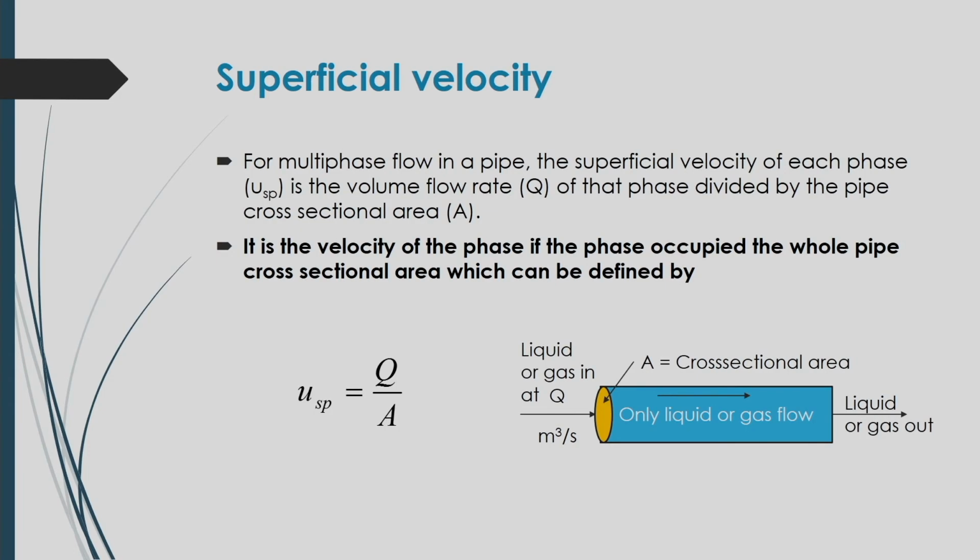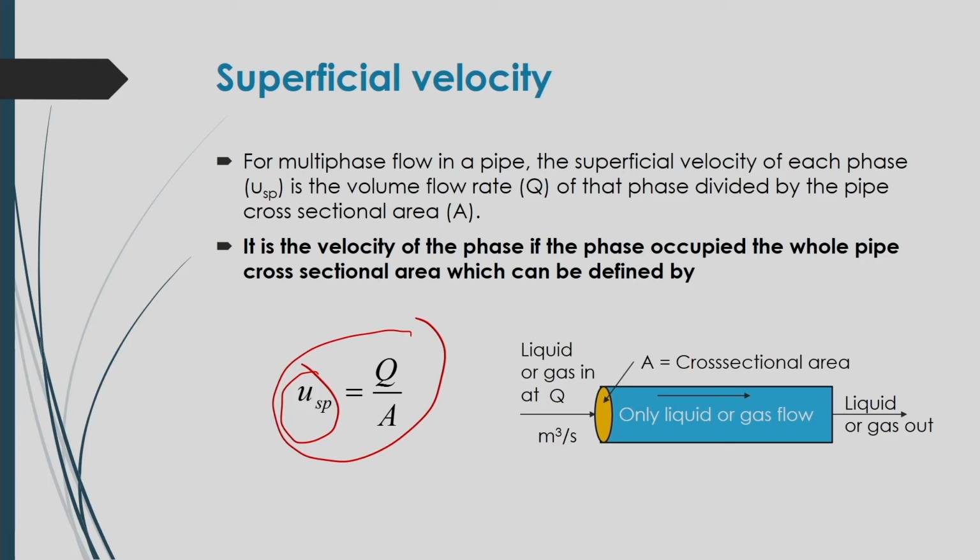So, for a multi-phase flow system in a pipe, if you are considering only single phase flow there, then it will be regarded as the superficial velocity of its phases, if you are considering the cross sectional area of the empty pipe or vessel. It is the velocity of the phase if the phase occupied the whole pipe cross sectional area, which can be defined here as USP. S means superficial, P for phase.